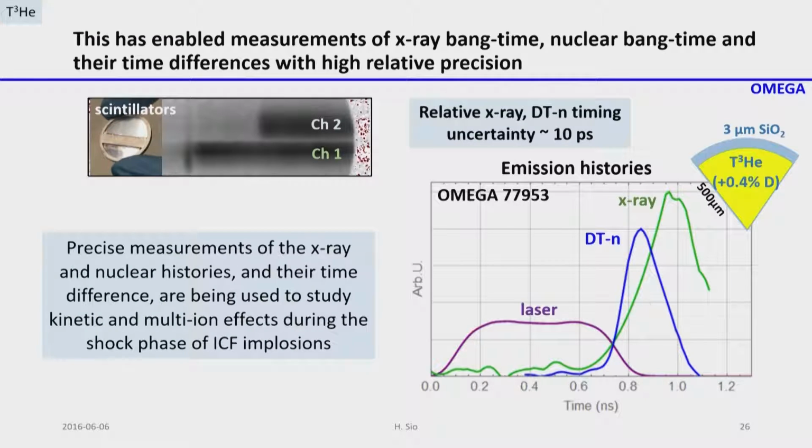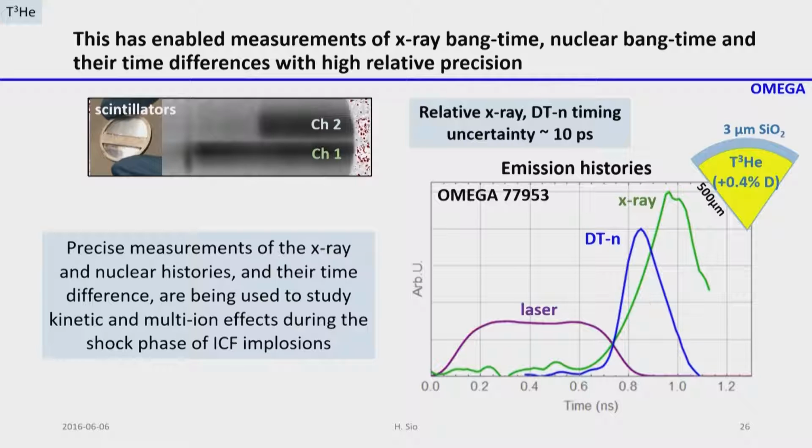And so that is really what we're hoping to do with this diagnostic, is to use precision measurement of X-ray and nuclear information and their time differences to look at kinetic and multi-ion fluid effects during the shock phase of ICF implosions. And we can do this because these measurements are highly precise relative to each other. And so the Los Alamos group is helping us out with the kinetic and multi-ion simulations using LSP, and we are getting more data from this project in August.